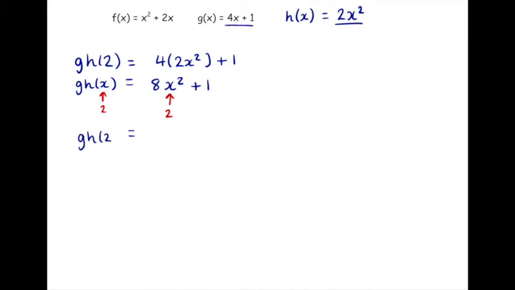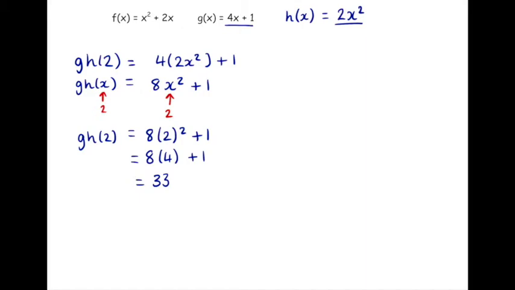And that's going to give me, so g of h of 2 will give me 8 lots of 2 squared plus 1, which gives me 8 times 4 plus 1, which gives me 32 plus 1, which gives me 33. Now you can do it that way round.